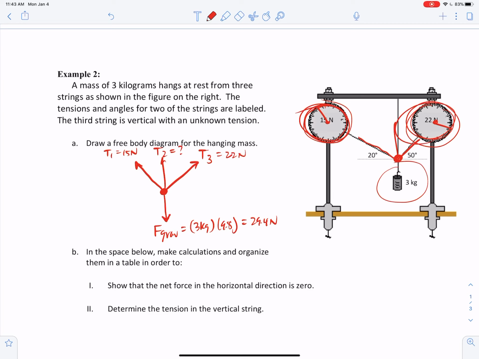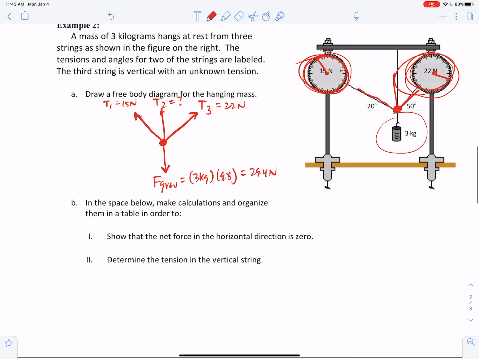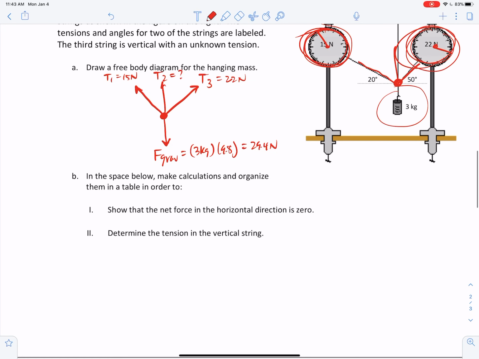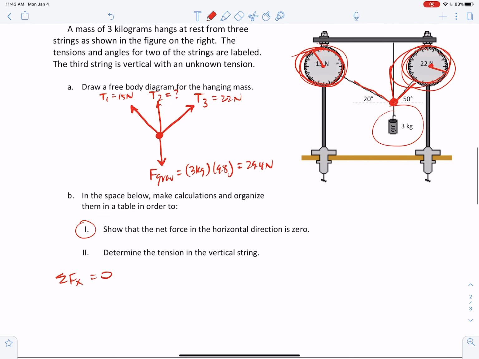All right, the mass is supported by 3 strings, and we want to know what the tension in that middle string is. Before we get there, we're being asked to show that the net force in the horizontal direction is 0. We do that by summing the forces in the x direction, setting it equal to 0. Which forces have x components? That's a helpful place to start.